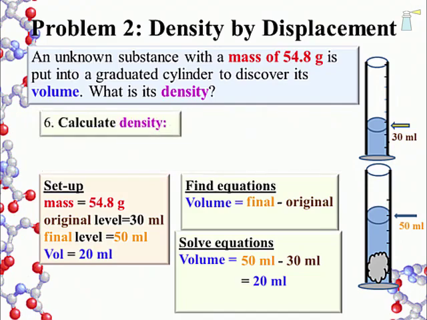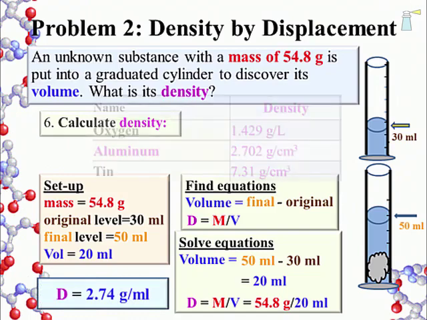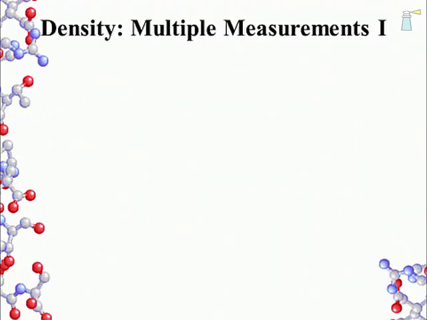And the final step is to calculate the density. The formula for density is added to the equation panel, and the density of the unknown is solved by dividing the weight of 54.8 grams by 20 mL. Density is 2.74 grams per mL. Taking our calculated density to a list of densities shows us that our unknown has a density similar to that of aluminum at 2.702 grams per cubic centimeter.